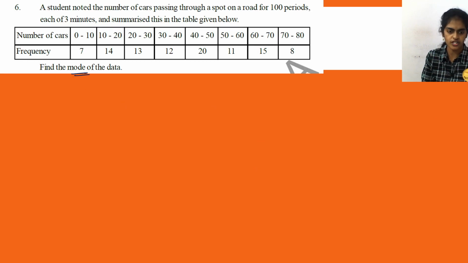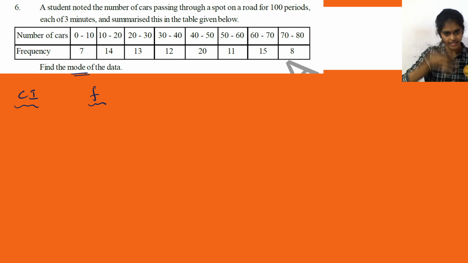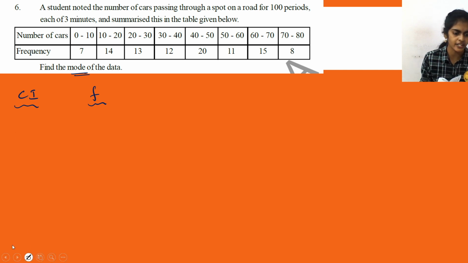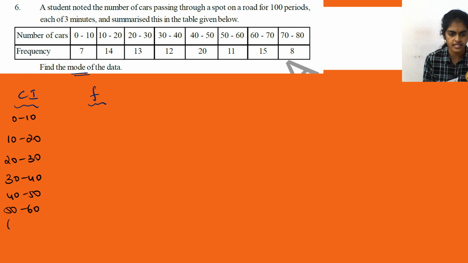Chalo, the next question. In the next question also you have to simply find mode. Class interval is given to you and frequency is given to you. So the number of cars passing through a spot on road for 100 periods, each of 3 minutes is taken. So you don't have to think so much about the data. All you need to find out is mode. Table is given to you, take down the table. So 0 to 10, 10 to 20, 20 to 30, 30 to 40, 40 to 50, 50 to 60, 60 to 70, 70 to 80. Frequency is 7, 14, 13, 12, 20, 11, 15 and 8.